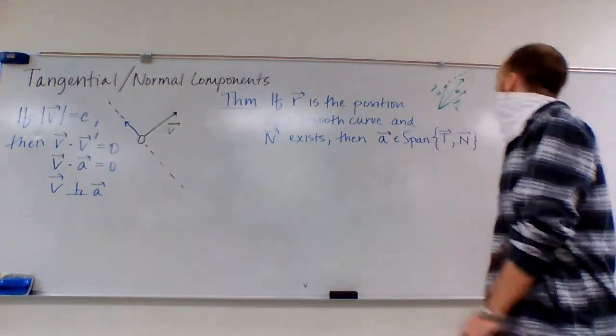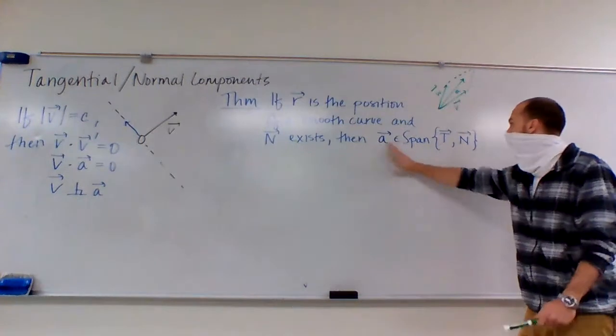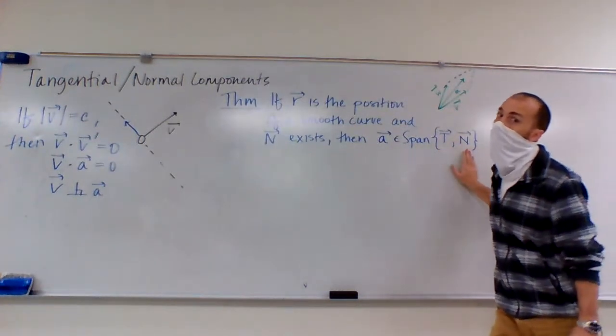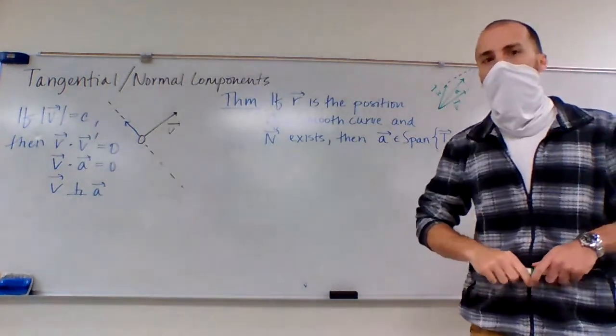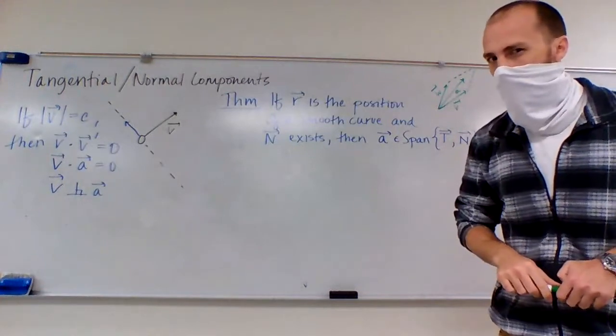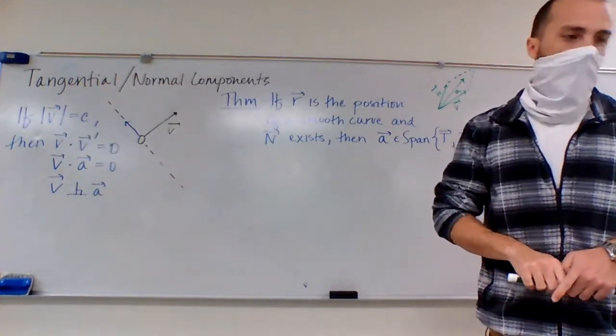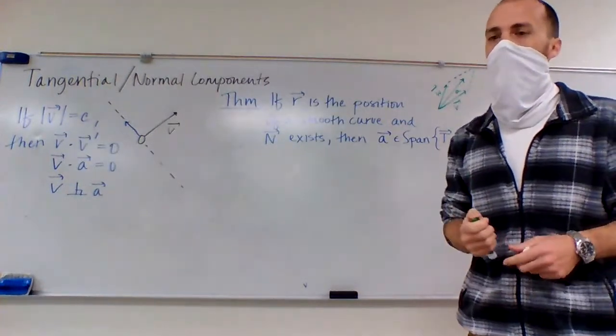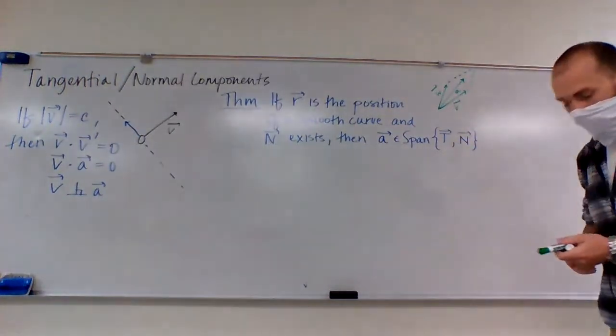We're going to be able to write our acceleration vector as some number of T's plus some number of N's. So we can make up our acceleration vector entirely out of T and N. I'll have a little more to say about that, but first I'm going to prove this to you.